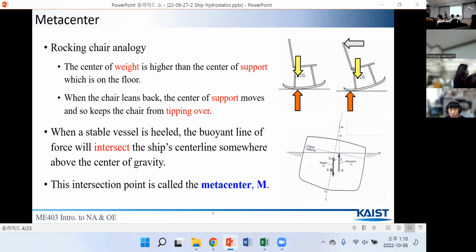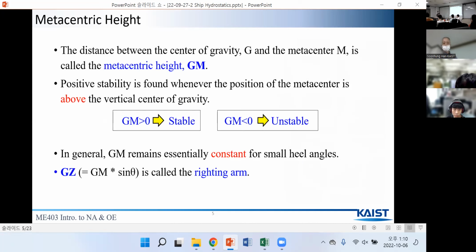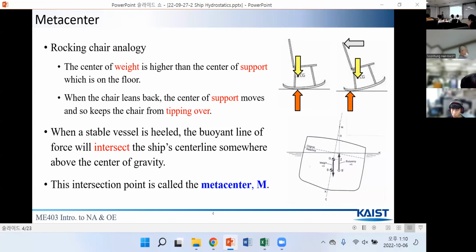A stable vessel is the same. Here, the buoyancy force line will intersect with the ship center line, and we call this the metacenter. So the metacentric height is between the center of gravity and M. The buoyancy center moved, so we can find M, but G is still there. GM is an important parameter for stability. Actually, GZ is the most important, that is our righting moment arm for uprighting the ship. But the Z point is still moving, so GM is usually used for calculation.